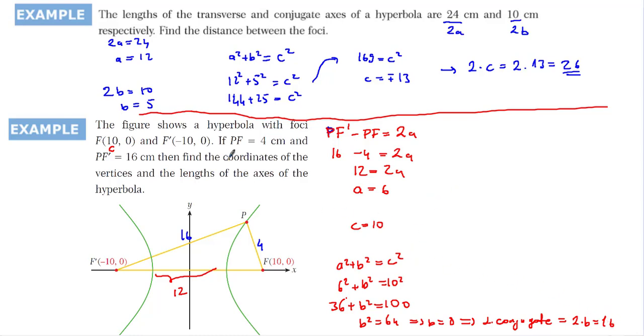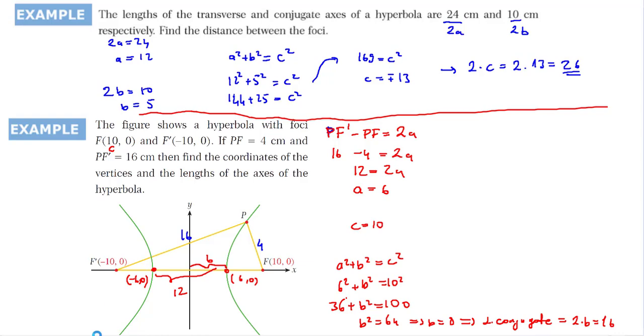Okay, and the last part is to find the coordinates of the vertices. There are 2 vertices, and the total distance between them is 12. So the distance here is going to be 6. That's why this is going to be equal to (6, 0), and the other side is going to be equal to (minus 6, 0) for this question.